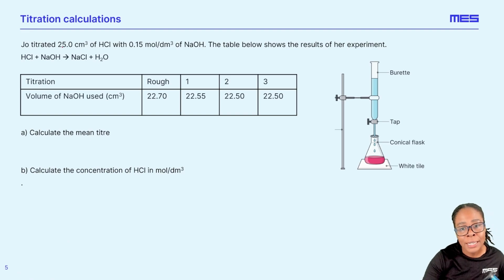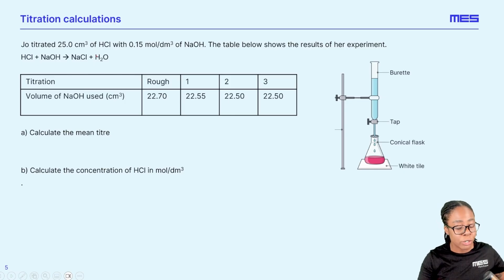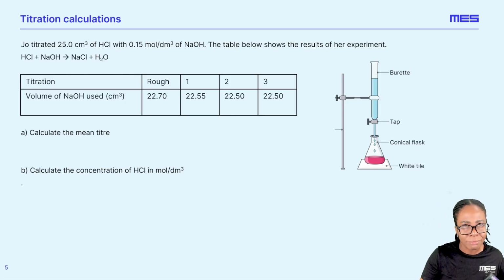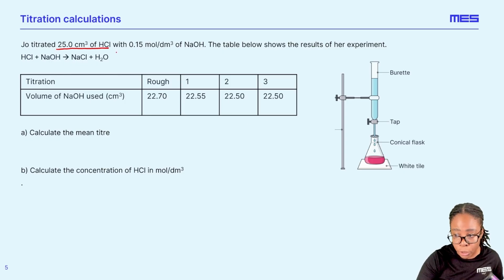Let's now put this all together to see how we can use the results of a titration to calculate the concentration of an unknown solution. You know what I'm trying to say. So here, Joe titrated 25 centimeters cubed of HCl with 0.15 moles per decimeter cubed of sodium hydroxide. Linking that to our titration setup, we've got 25 centimeters cubed of HCl. That is our known volume. So that must be the volume that we measured using the pipette and put into our conical flask, right? 25 centimeters cubed of that.